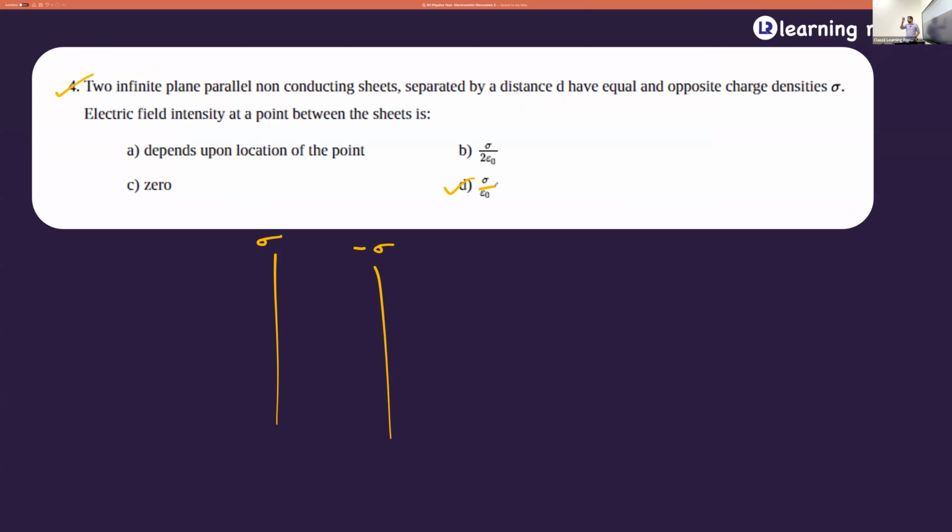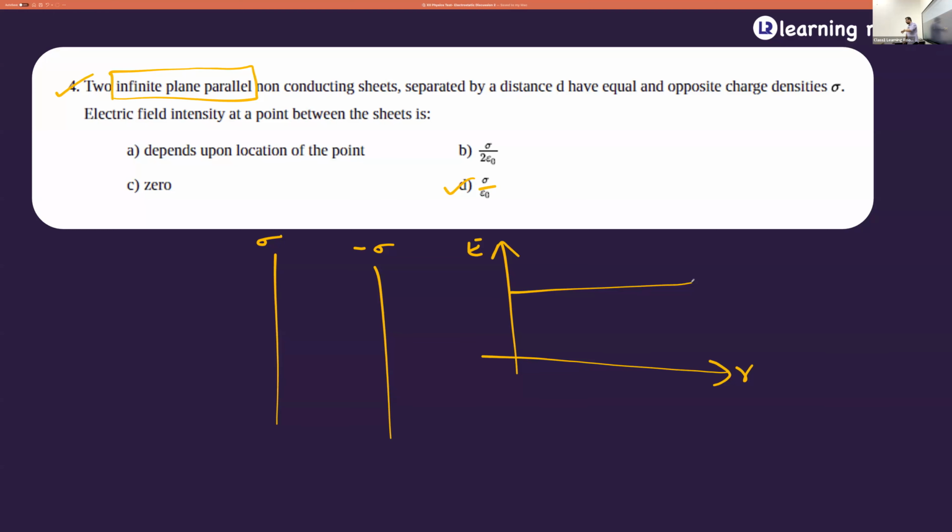Right. But why are the other options wrong? Let's see. Depends upon the location of the point. Is it right for an infinite plane sheet? Is the value of electric field dependent on the distance? How will the graph be? It'll be a straight line parallel to the x-axis. What is the meaning of this? Electric field is uniform due to an infinite plane sheet.